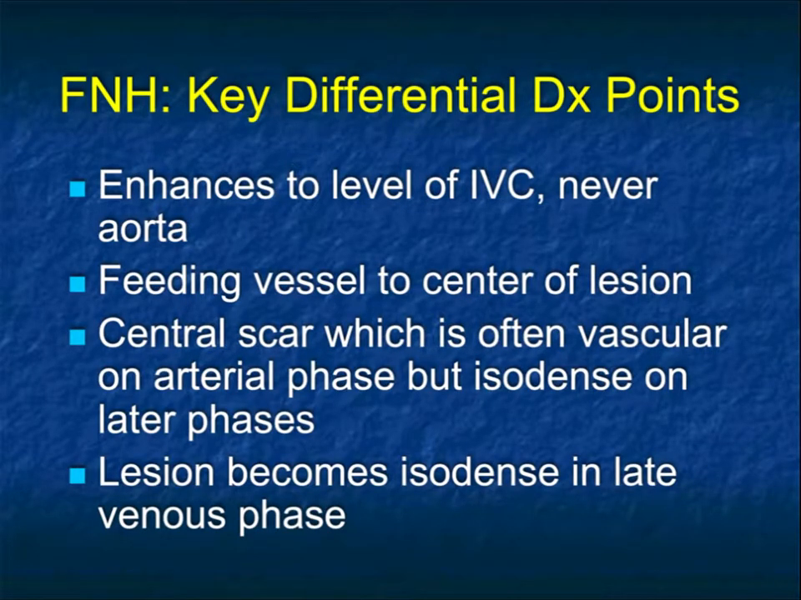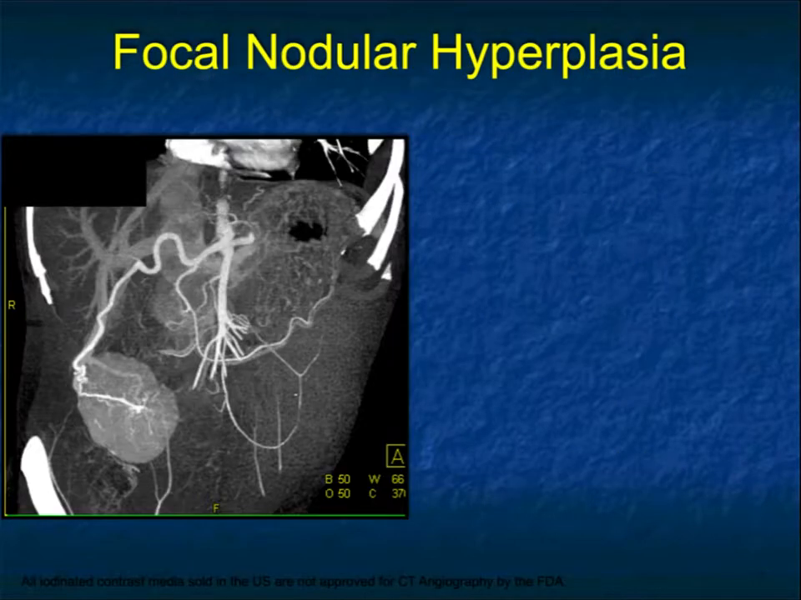So, key differential diagnosis points. It enhances to the level of the IVC, but not the aorta. A thin feeding vessel to the center of the lesion is common. A central scar, which is often vascular on arterial phase imaging but isodense on later phase imaging, can be seen. And the lesion can become isodense, and commonly becomes isodense, in late phase imaging.